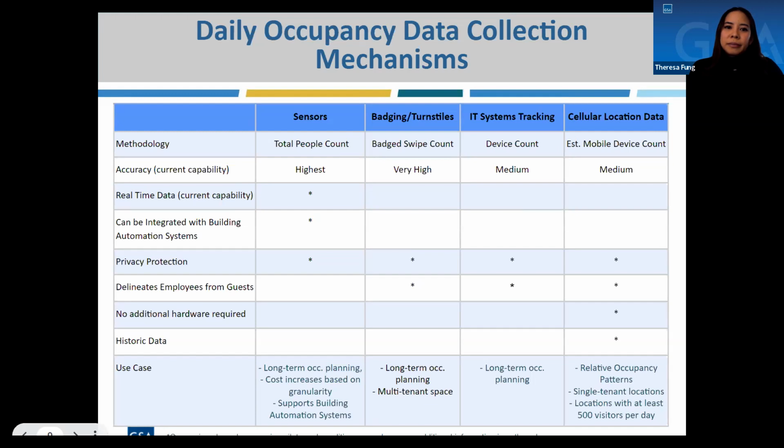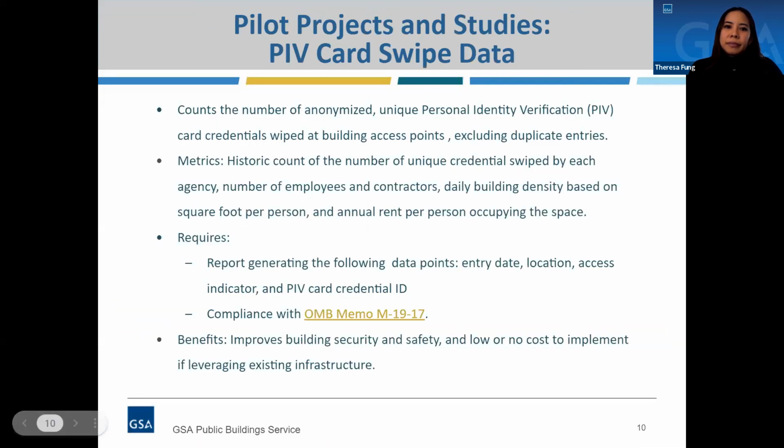Next slide. With PIV card or swipe data at our buildings, what we're doing is we're generating a report that counts the number of anonymized, unique PIV card credentials that were swiped at each building's access point. And then you exclude duplicate entries. We use our PIV card swipe data to also support our seat reservation application, but it can be anonymous. As far as what's generated from the badging system, that's anonymous.